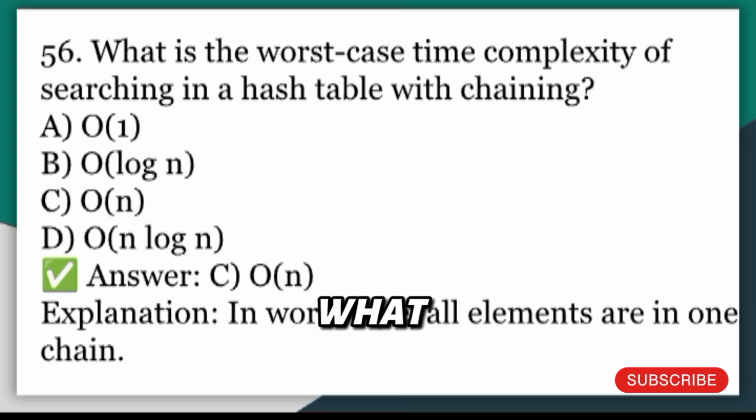Question number 56, what is the worst case time complexity of searching in a hash table with chaining? So the right option is O(n). Explanation: in the worst case, all elements are in one chain. Let's see a little bit of the concept of worst case complexity. Worst case complexity refers to the maximum amount of time or space an algorithm can take to complete under the worst possible input of a given size in data structure.